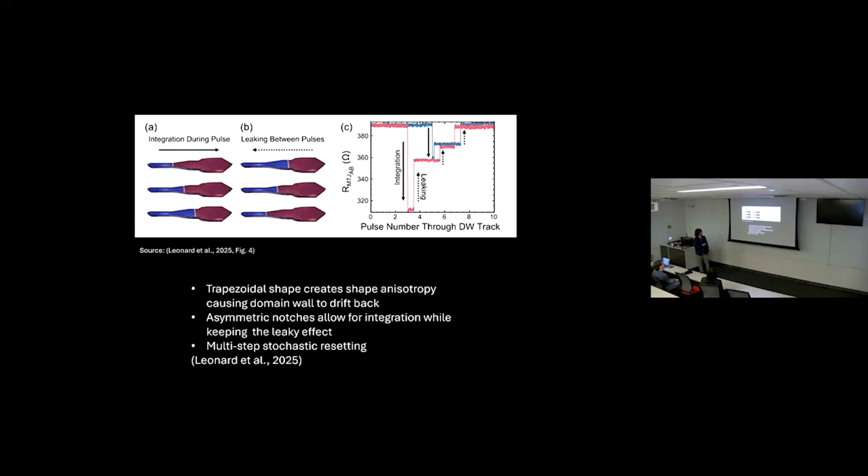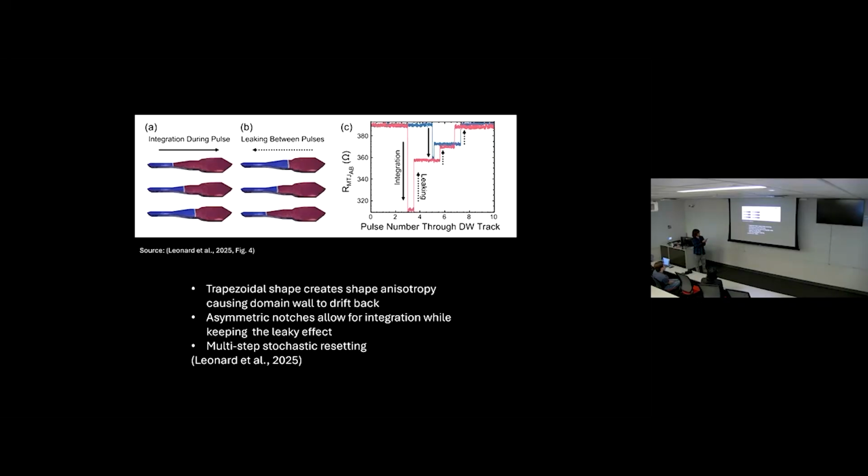So this was done with shape anisotropy, where the domain wall wants to minimize its energy, so it wants to go to the thinner parts. So it will slowly move back. The integrations, the spikes, the current pulses will push it that way. So they showed that, you can see in this, that the integrations push the domain wall that way, then slowly, when there's no integrations, it moves back.